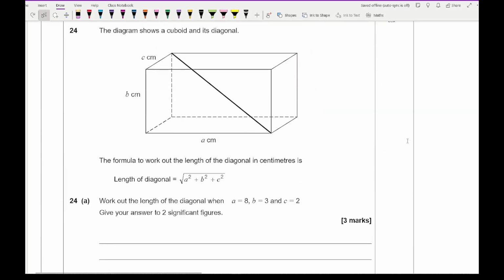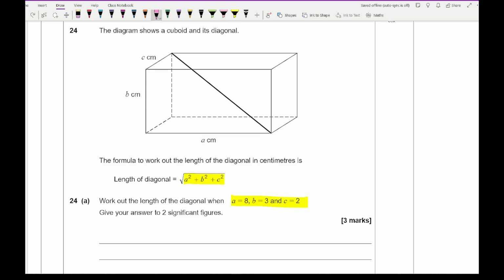Moving on to question 24, it says the diagram shows a cuboid and its diagonal. The formula to work out the length of the diagonal in centimetres is that the length of the diagonal is the square root of a squared plus b squared plus c squared. Work out the length of the diagonal when a equals 8, b equals 3 and c equals 2. So all we need to do is substitute these values into the formula.